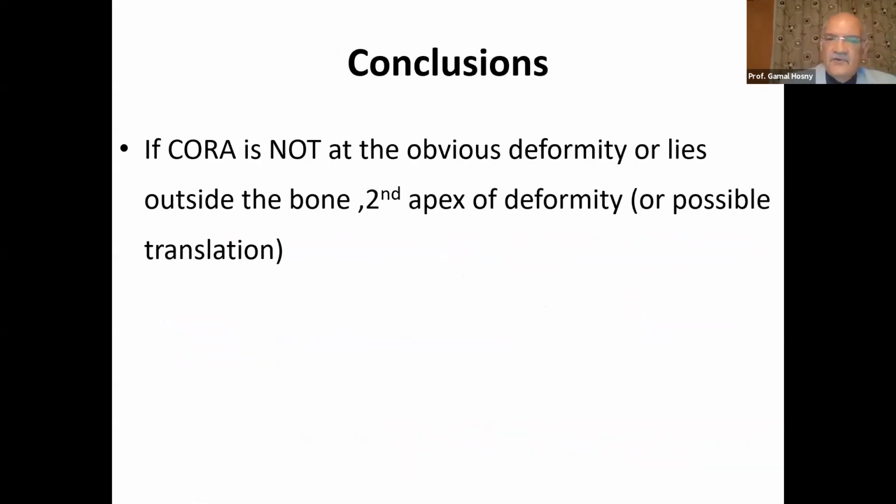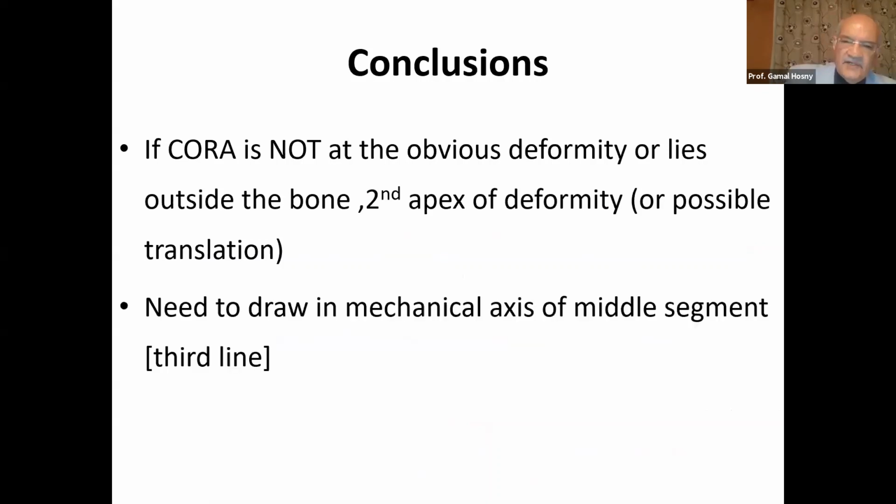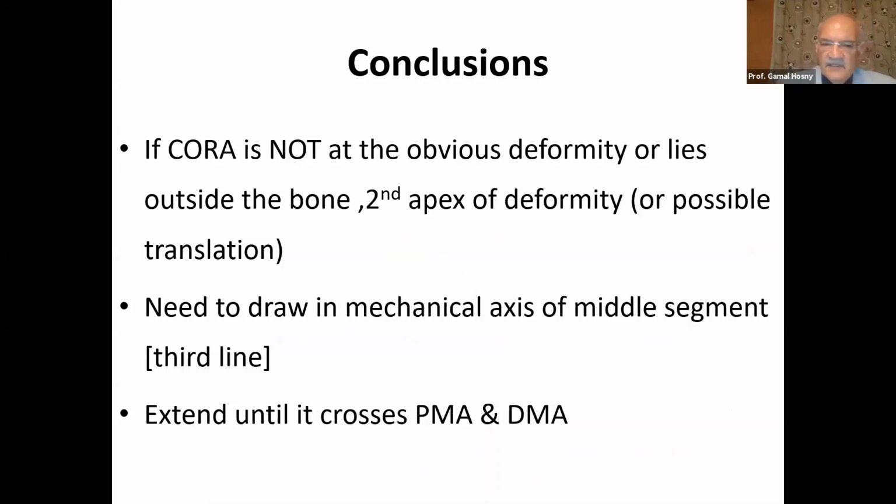Again, in conclusion, if the CORA is not at the obvious deformity or lies outside the bone, suspect a second apex of the deformity, another CORA, or possible translation. You need to draw the mechanical axis or the anatomical axis of the middle segment, the third line. You extend the middle segment until it crosses the proximal mechanical axis and the distal mechanical axis.